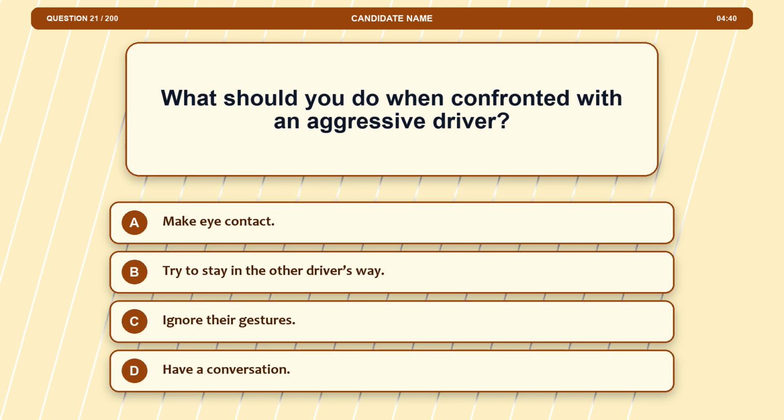Question 21. What should you do when confronted with an aggressive driver? Option A, make eye contact. Option B, try to stay in the other driver's way. Option C, ignore their gestures. Option D, have a conversation.